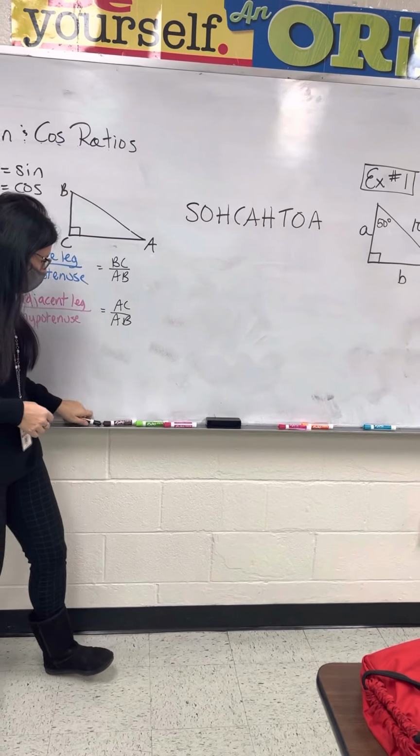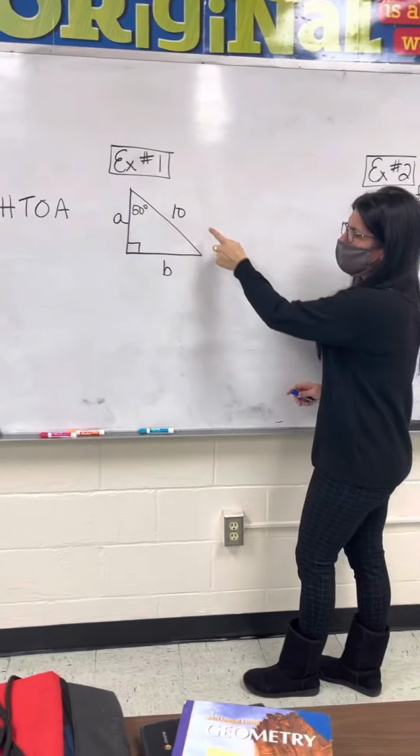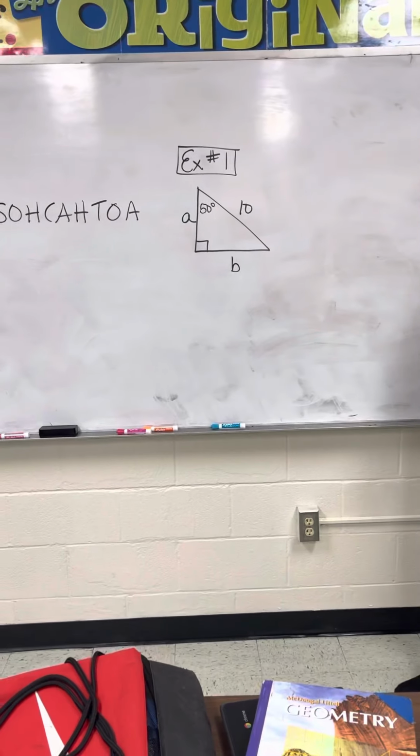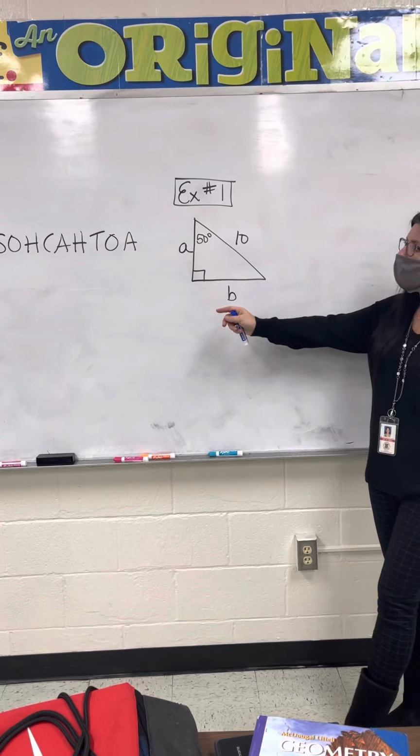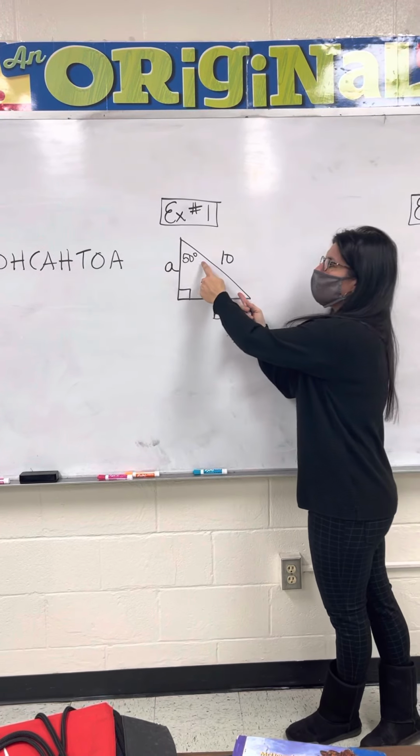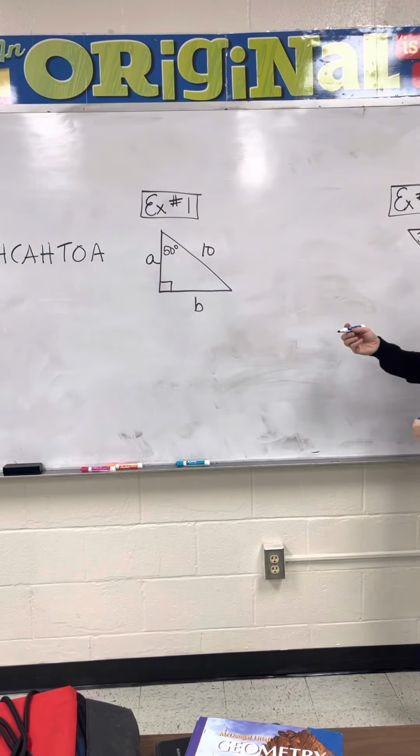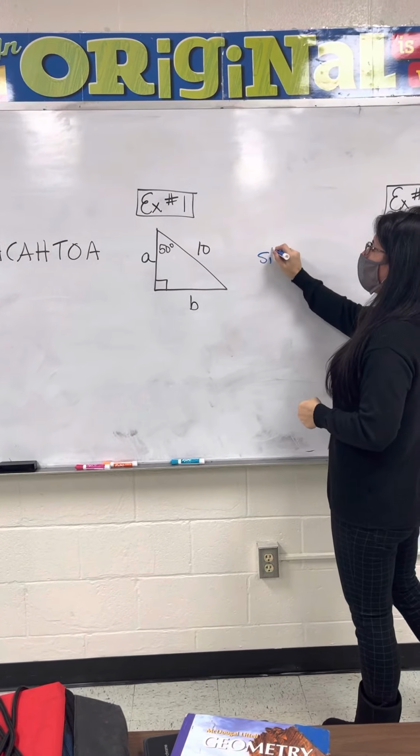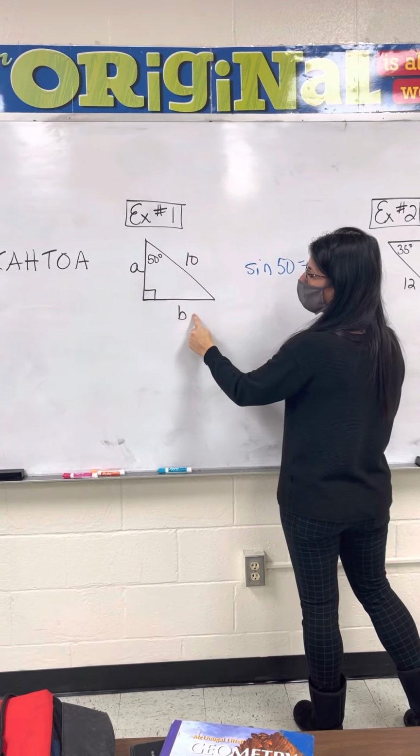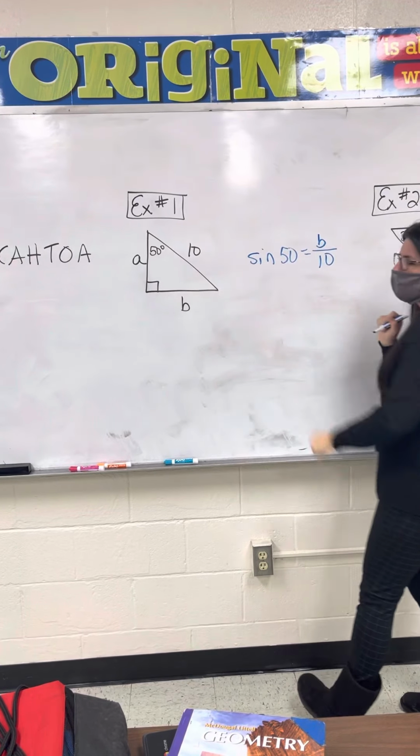So moving on, let's look at the first examples here. For this one, we are given the hypotenuse and we're given an angle. Remember, just like last time for tangent, you cannot find sine, cosine, or tangent of a 90-degree angle. It has to be one of these 2 acute angles. So in this case, let's start with sine because that's our first new one for today. So we're going to do the sine of 50 degrees equals opposite, which is B, over the hypotenuse, which is 10.